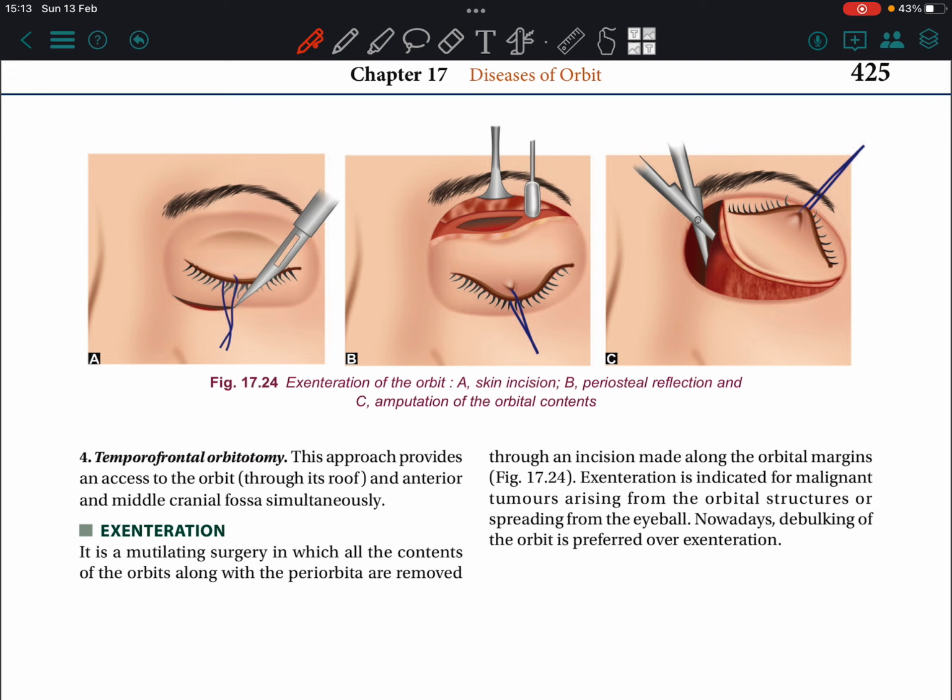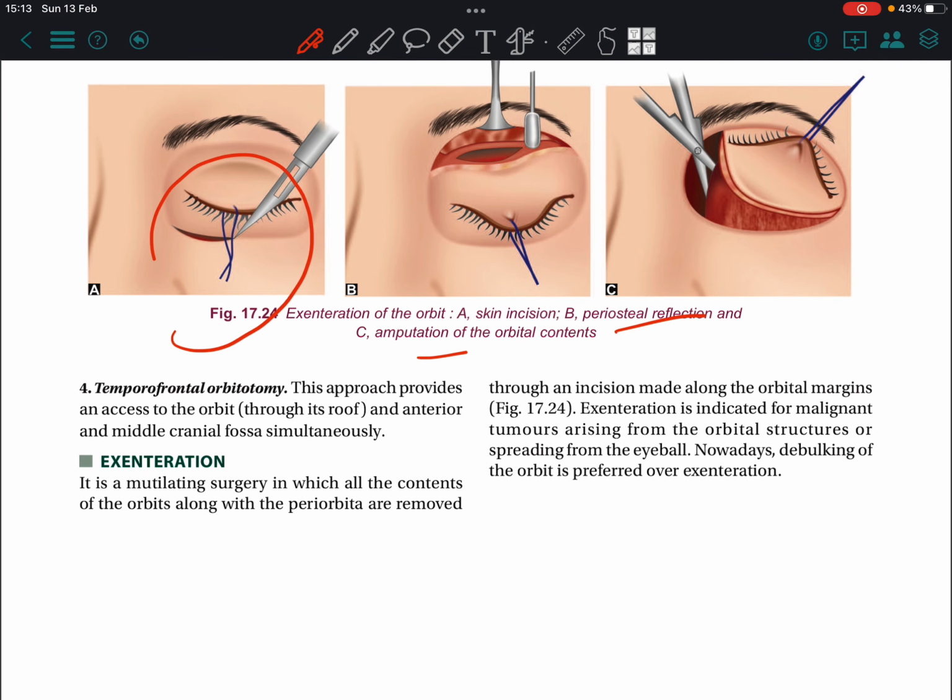Exenteration of the orbit: A is skin incision, B is periosteal reflection, and C is amputation of orbital contents. Exenteration is a mutilating surgery in which all the contents of the orbit along with the periorbita are removed through an incision made through the orbital margins. Exenteration is indicated for malignant tumors arising from orbital structures or spreading from the eyeball. Nowadays, debulking of the orbit is preferred over exenteration.